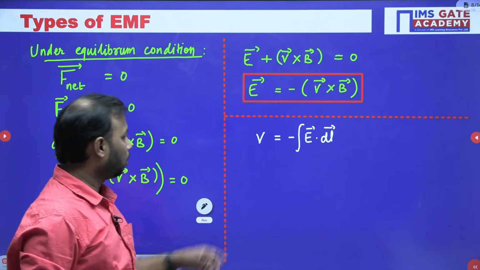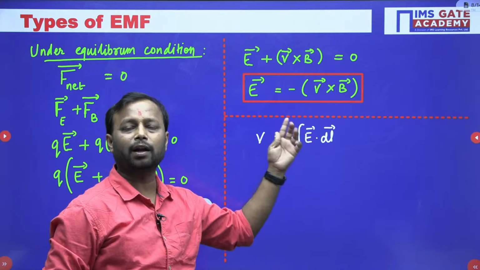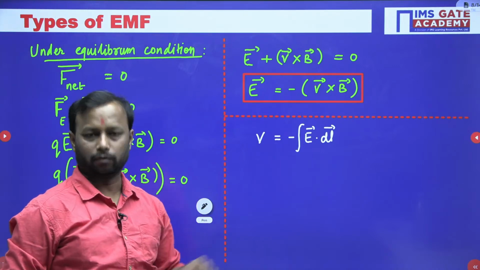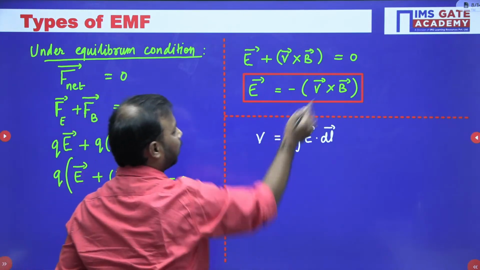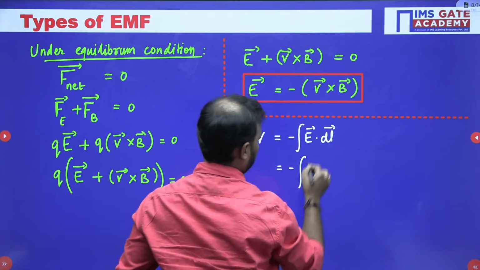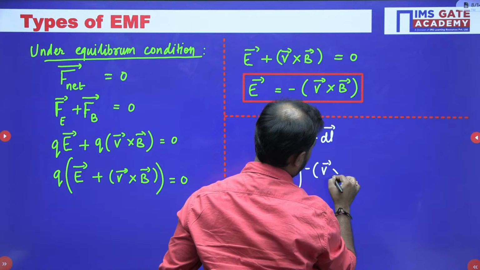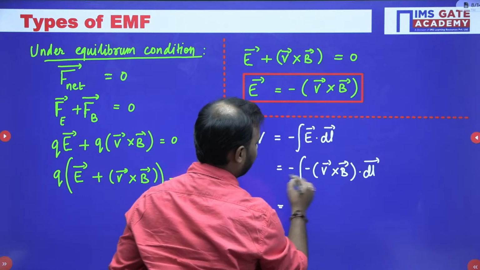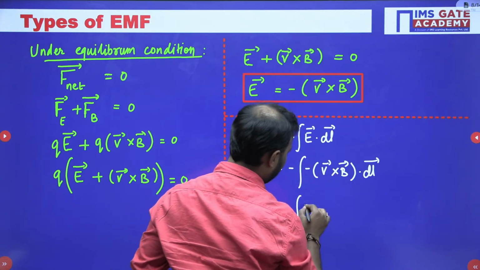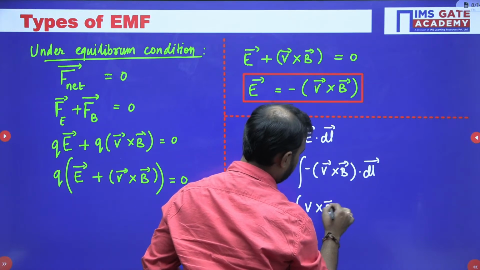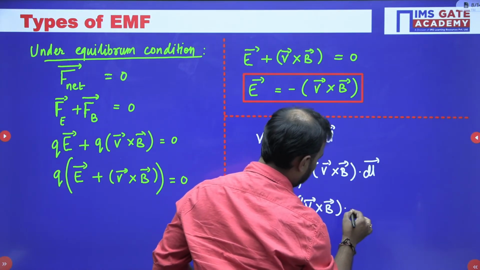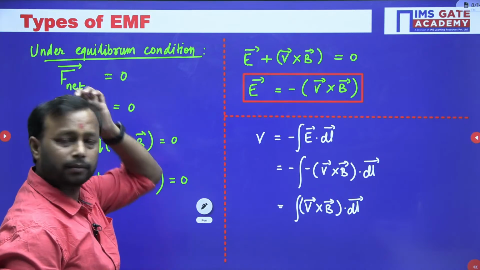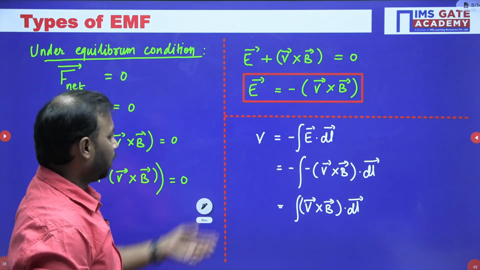Sorry, the dot product. Okay, what is dl? dl is the length of the conductor and E is the electric field which is over the same conductor. तो देखो हमने क्या फाइंड आउट किया है? E is minus of V cross B dot dl vector. So this minus minus becomes plus, so it will be integral V cross B dot dl. क्या ये समझ में आ गया? एनी डाउट इन दिस?